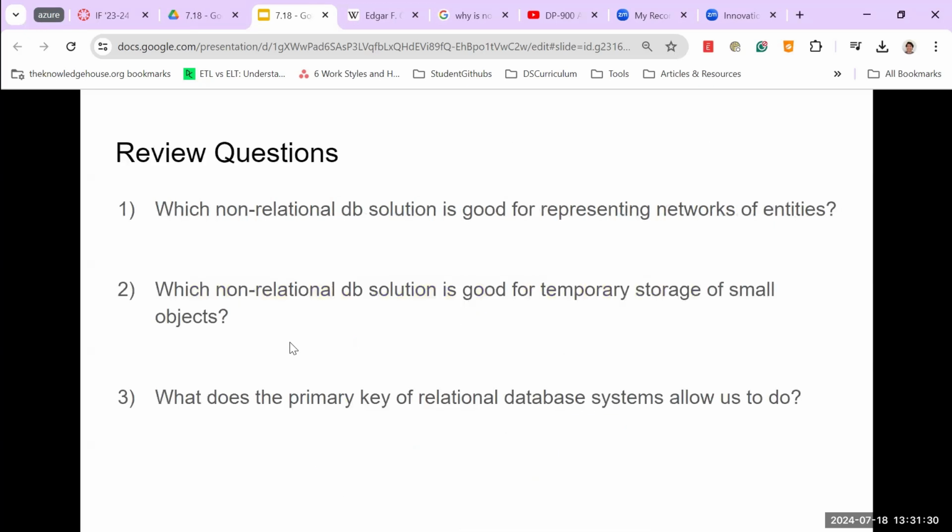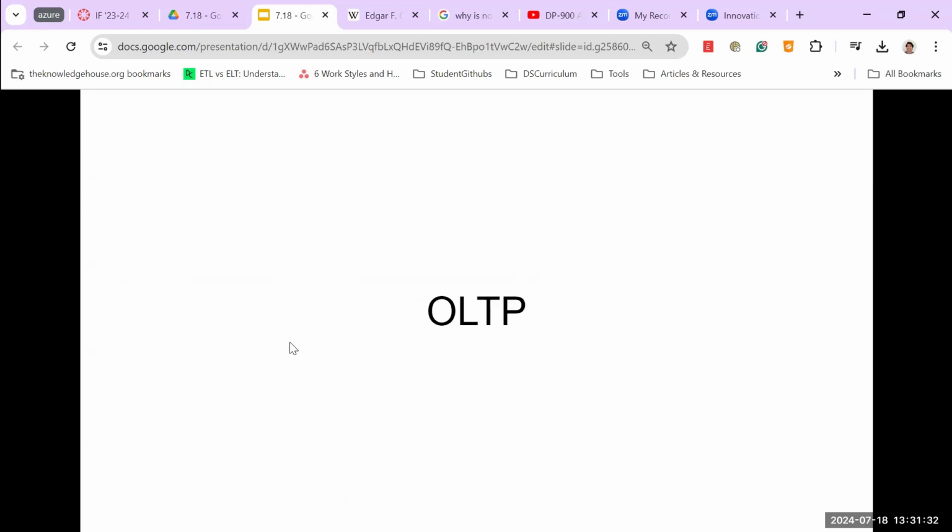All right, I'm going to skip these review questions. Now that we've defined relational and non-relational databases, let's talk about another broad category of databases, which is OLTP databases, also known as online transactional processing databases, and online analytical processing databases.